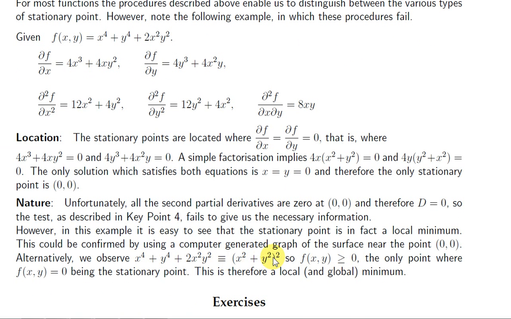So the smallest value that this function can have is 0, and that occurs when both x is 0 and y is 0. So that tells us that the point (0, 0) is actually a local minimum, and it's actually a global minimum as well, because all other values x, y give values of f that are greater than 0. Only at (0, 0) is the function equal to 0. Otherwise the function is greater than 0.